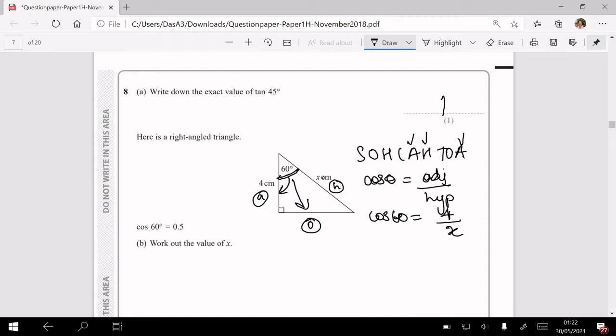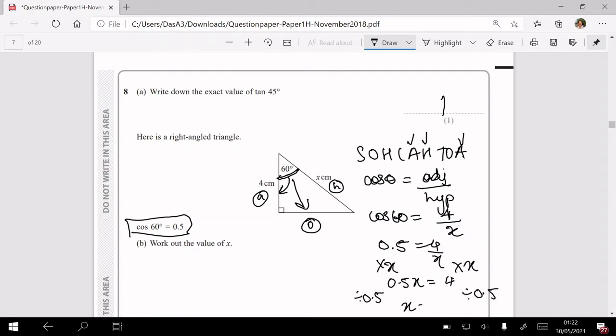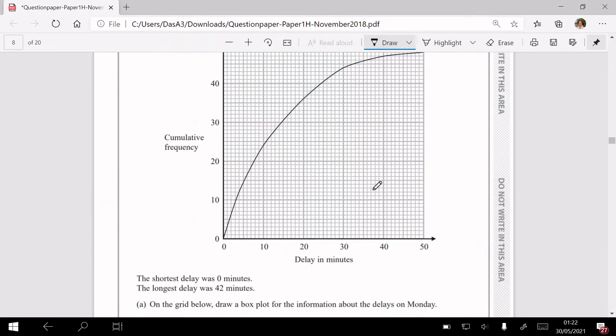Rearrange the equation. Before you rearrange, use this. Cos 60 is 0.5, so that is 0.5 is equal to 4 over x. Rearrange, and that should give you 0.5x is equal to 4, divided by 0.5. X is equal to 4 divided by 0.5, which is 8. So that's it for this question. Let's move on to the next one.